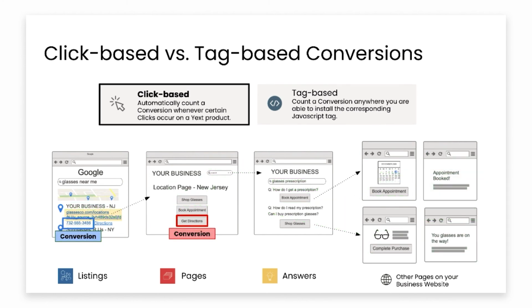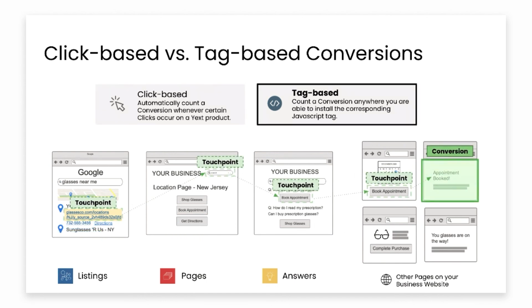In general, click-based actions are recommended for offline conversions, like phone call clicks or driving directions, and are very simple to set up, while tag-based actions provide a more accurate count of conversions and provide additional insights to the customer journey.